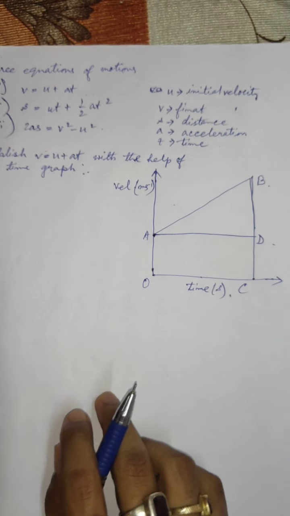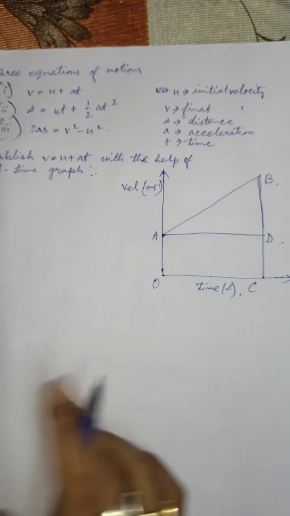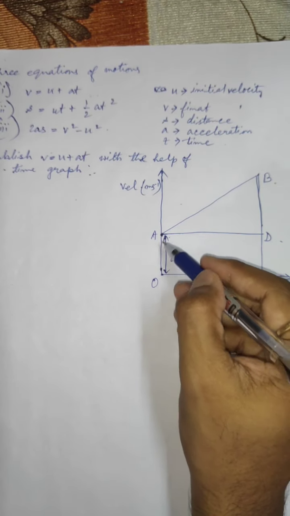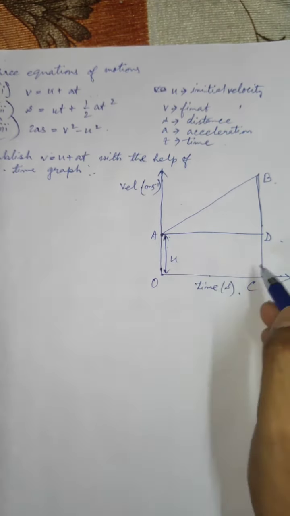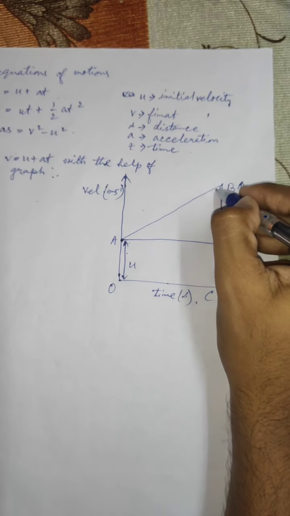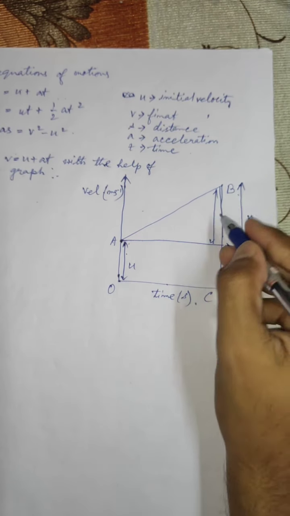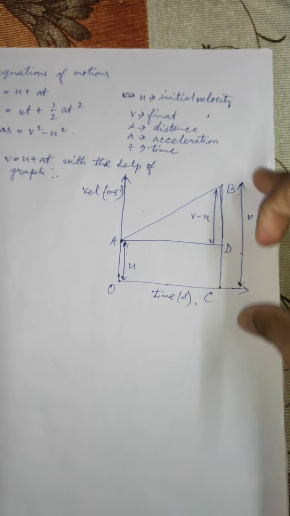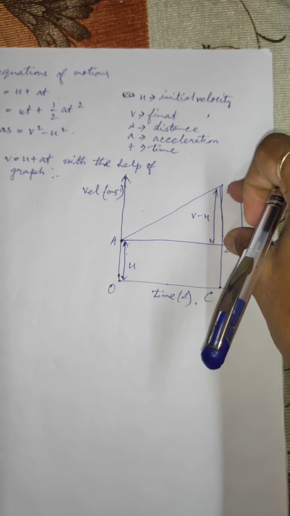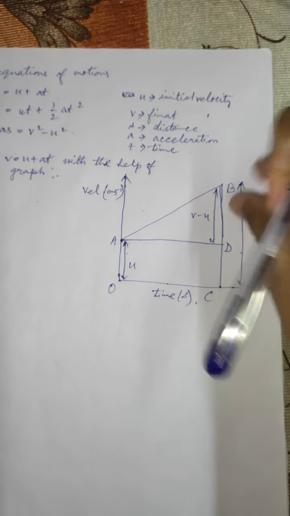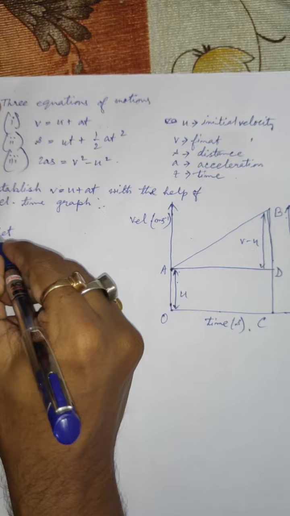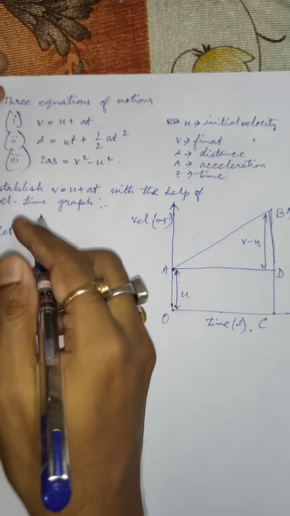Now we have to prove these equations. We have to establish this. Now see, this portion is U. It starts, the initial velocity of the object is this U, and this is the final velocity. So this portion is the change in velocity, that is V minus U. This portion is V and this portion is U. So geometrically, if I find this portion, that is BD, it is definitely V minus U. So we have to explain this. Just first you have to define this and then you have to prove it.